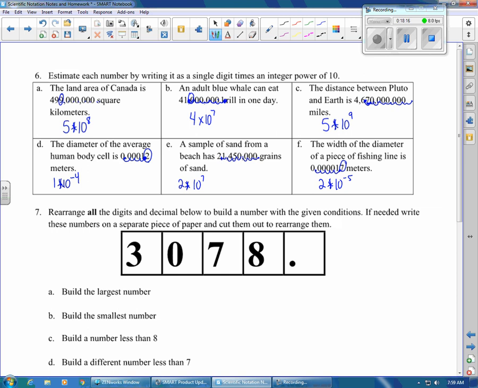Now I'm pushing up against 20 minutes here, so I'm going to end the lesson right here. We are going to do this next example, number 7, in class. We will also be doing the next 2 pages in class. Actually, we're going to be doing the next several pages in class.